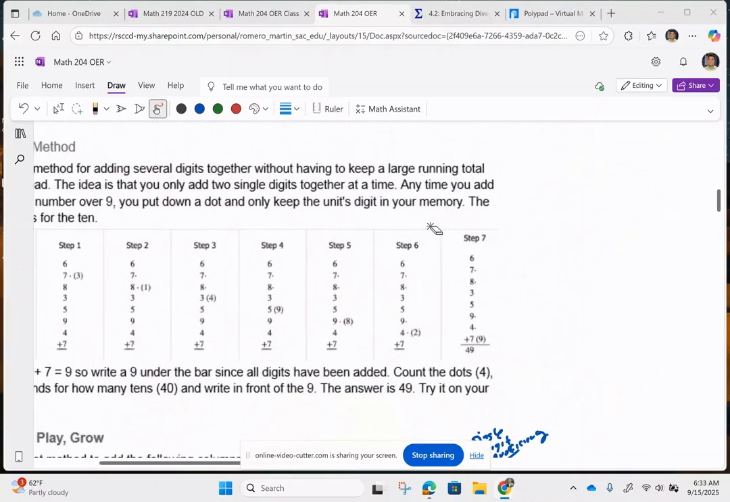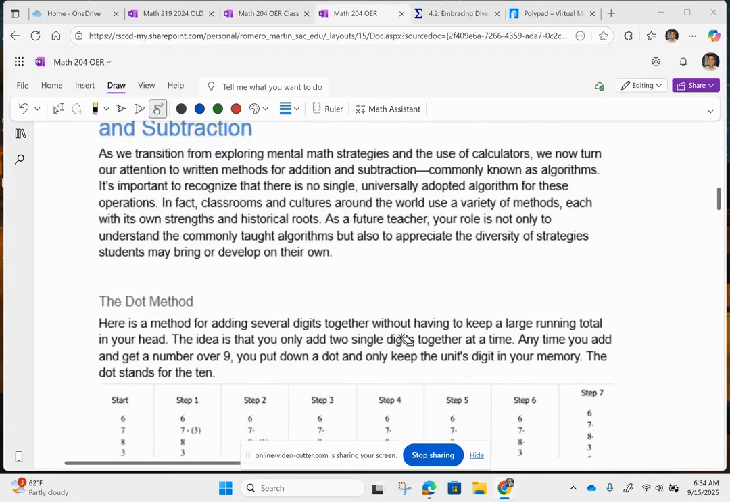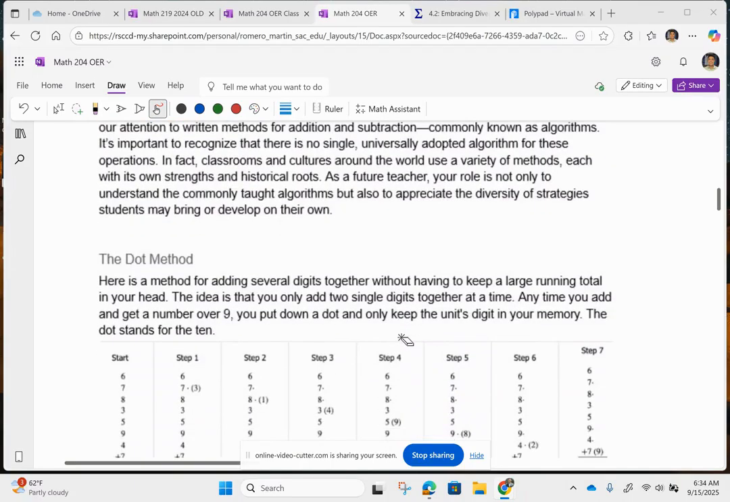All right, we're going to go ahead and get started on chapter 4.2, Embracing Diversity of Algorithms. What we're going to introduce here are different ways to solve computational problems, addition, subtraction, beyond what we call the standard algorithm, beyond what has been adopted by elementary classrooms. The algorithms are awesome and amazing, but we want students to have a pathway into them to understand that they come from somewhere, but also that there are thinking strategies, different ways that we can approach solving them.